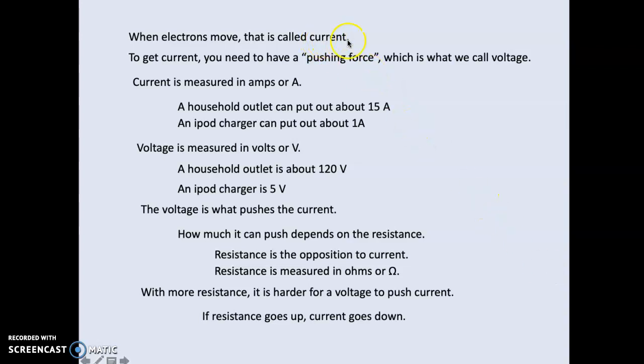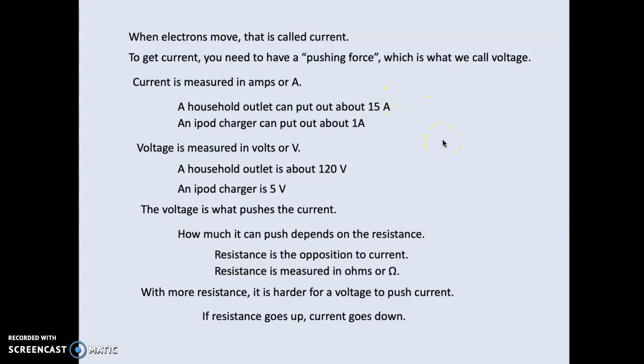So when electrons move, that's current. So this is electricity. When electrons move, we get current or electricity. In order for that to happen, there has to be some type of force that causes it to move. And this is called a pushing force or voltage. So current, when electrons move, is measured in amps, or the letter A is the units for that. So a typical household unit produces about 15 amps of current maximum, but then different devices don't necessarily use all that. A charger can put out about 1 amp.